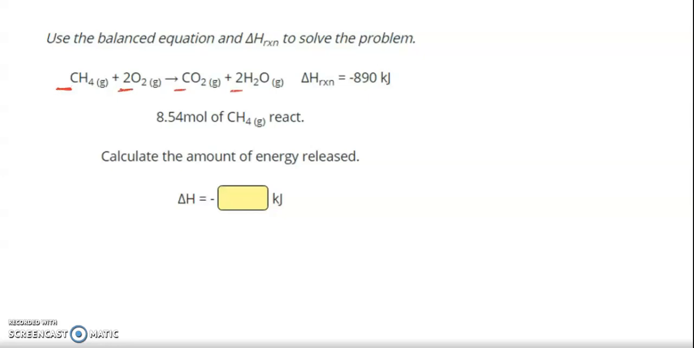So we have the mole ratio here, which are the coefficients, and then we also have the kilojoules, the delta H. Those coefficients tell us how many moles react to make that delta H. So 1 mole CH4 is going to have 890 kilojoules of energy released, or 1 mole CH4 equals 890 kilojoules. But in this reaction, we don't have 1 mole CH4. We have 8.54 moles CH4, and we want to find delta H, so we have to do some stoichiometry.